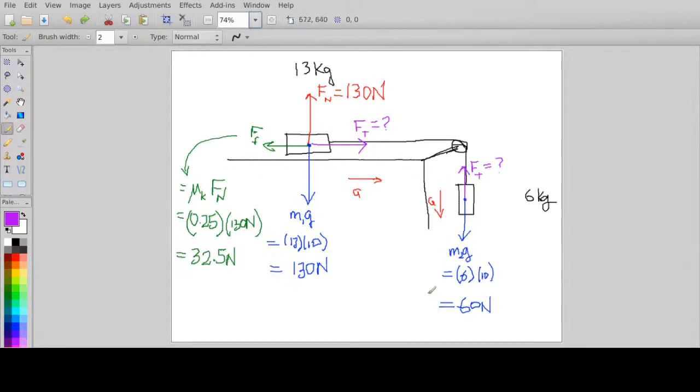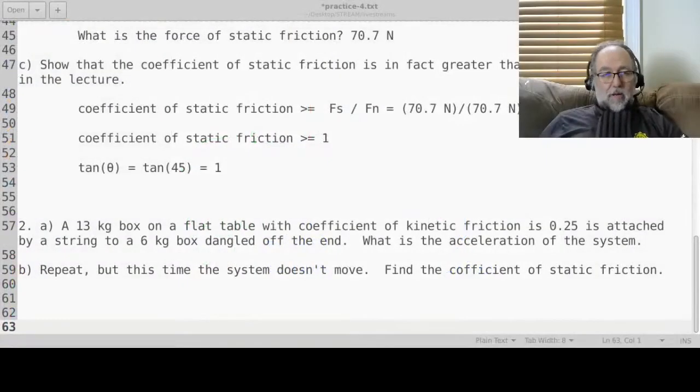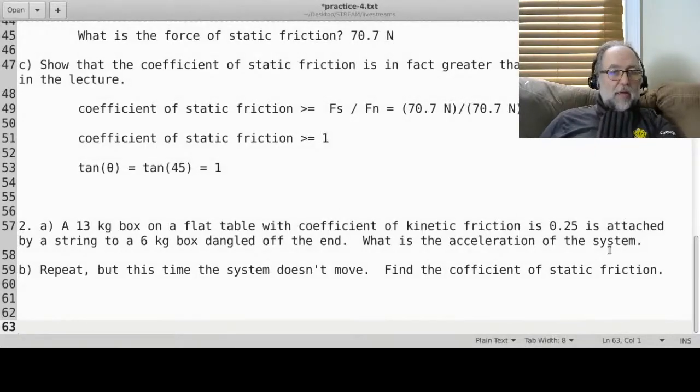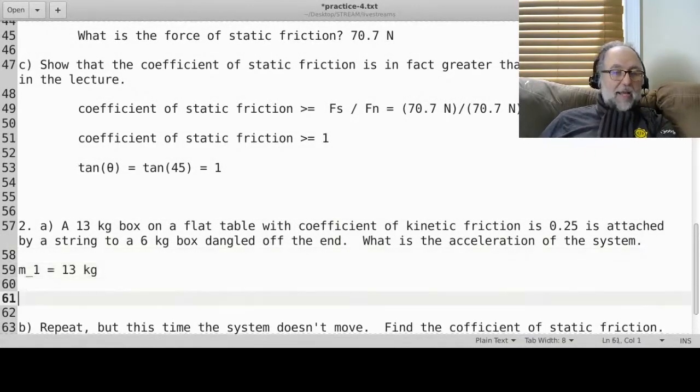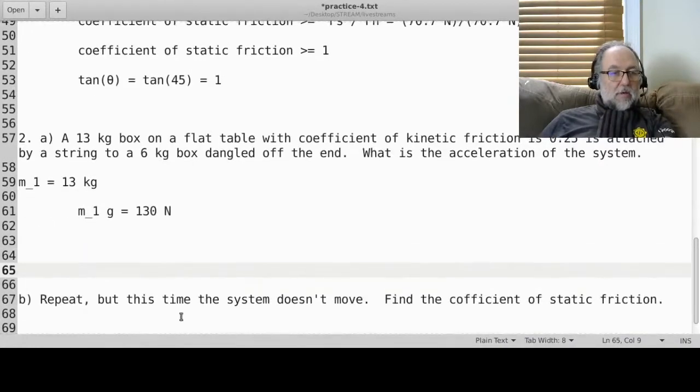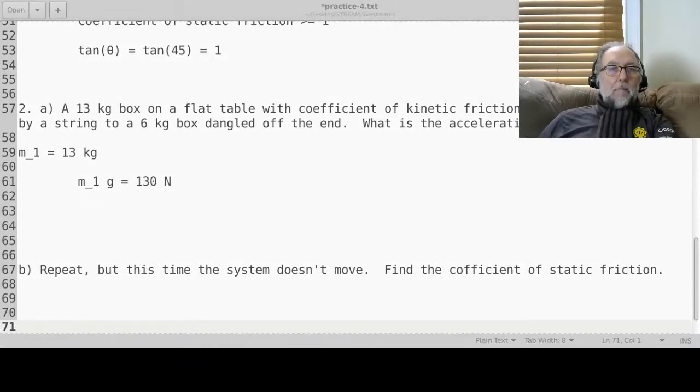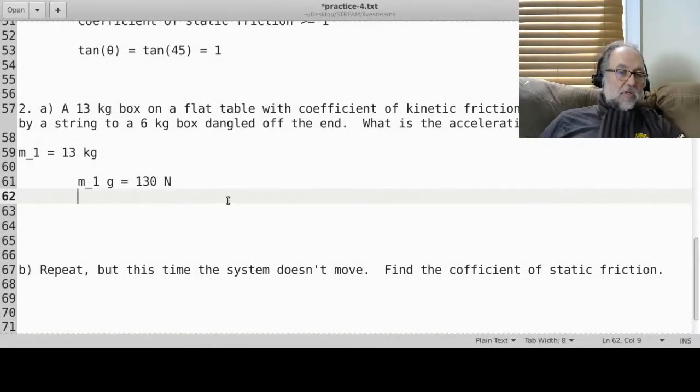Okay, so now that we've done this analysis, we've got the forces, not completely, we don't have Ft, but we've gone as far as we can. Let's switch back to our other screen here, and let me show you what we have for the 13 kilogram box. We called it M1. Its weight, M1G, was equal to 130 newtons. Can you see that? Okay, 130 newtons, so there's the weight.